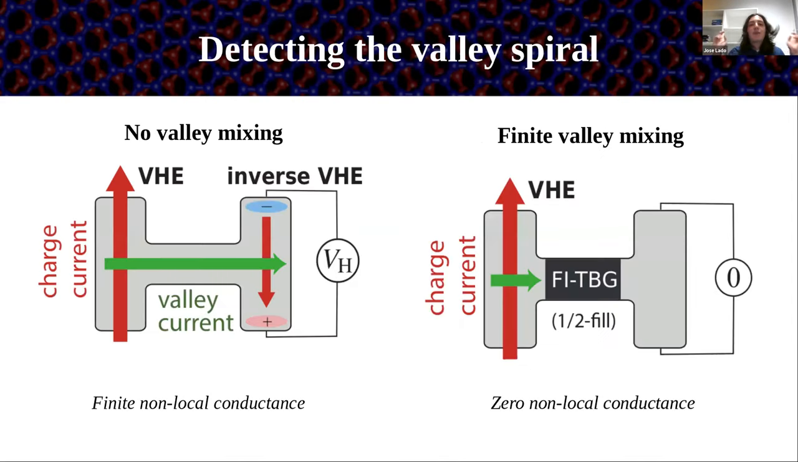And if we wanted to detect that valley spiral in a realistic experiment, the simplest way to do this is essentially by doing some non-local transport with valley currents. So you could take a valley spiral in the middle, put two systems that have valley Hall effect and inverse valley Hall effect, as for example, aligned bilayer graphene with an interlayer bias, and by doing a non-local conductance measurement, you can see whether you have a valley spiral that creates inter-valley mixing and kills your non-local signal, or if you have valley conservation in your intermediate part and you get a non-local signal. So this is simply following the same idea of spin Hall effect and inverse spin Hall effect, but just now with the valley degree of freedom.